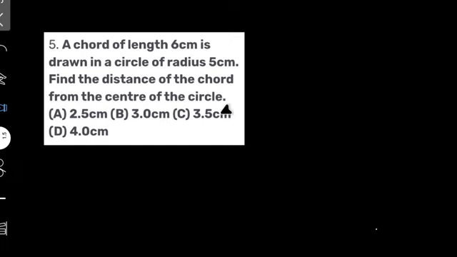The question is: a chord of length 6 cm is drawn in a circle of radius 5 cm. Find the distance of the chord from the center of the circle. We have options A to D. Now, how do you solve this question when you're given it in this upcoming Post UTME examination?